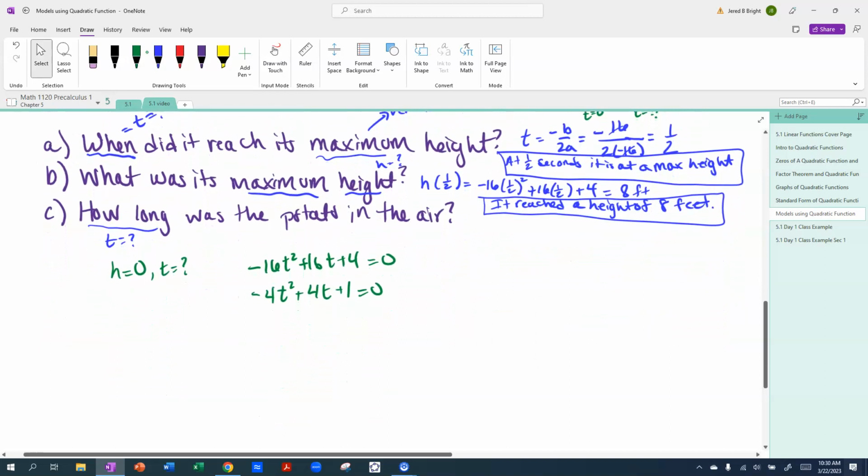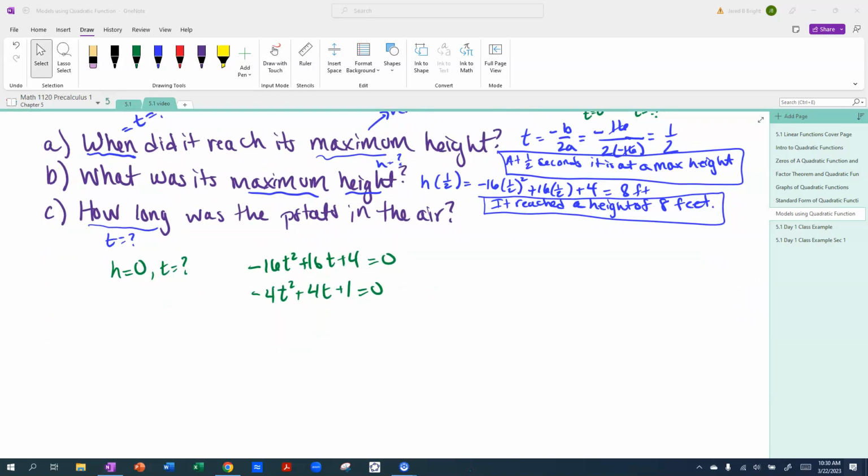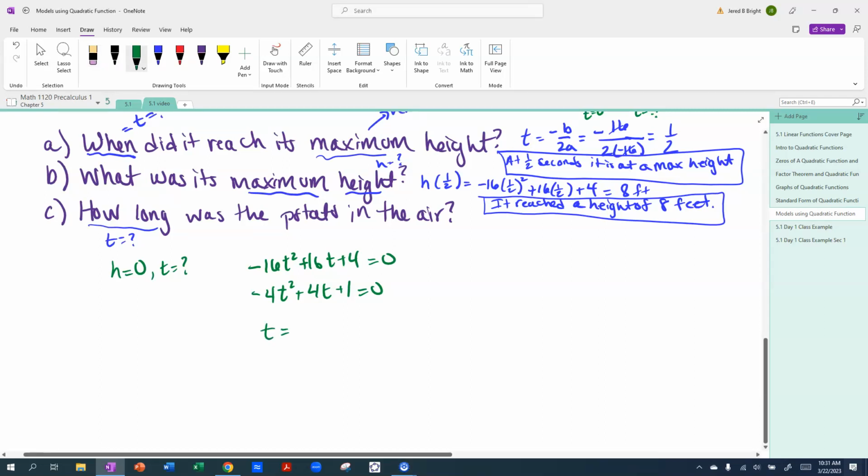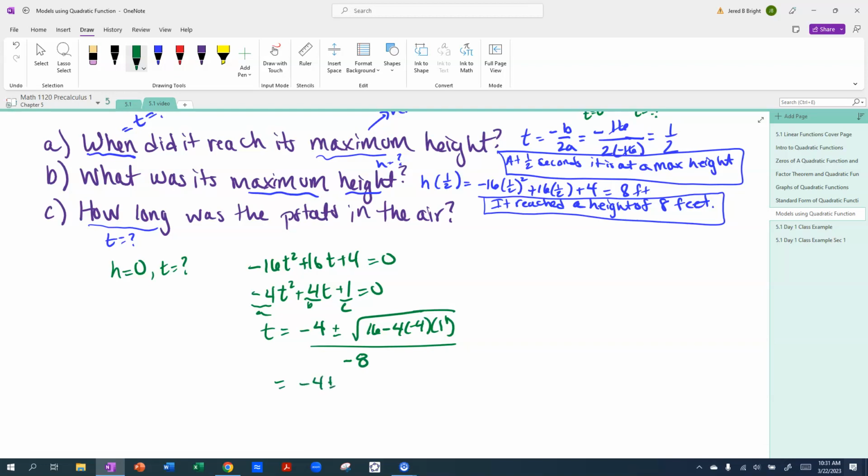Okay. So let's see this one. I don't know if I can factor it. I could try, but I don't think it'll factor easily, so let's just do the quadratic formula. So this is b, this is a, and this is c. Negative b plus or minus square root of b squared, so 16 minus 4 times negative 4 times 1, a times c, right? All over 2a, so negative 8. Okay, so t is equal to negative 4 plus or minus, let's see, this is going to be square root of 32, yep, all over minus 8.